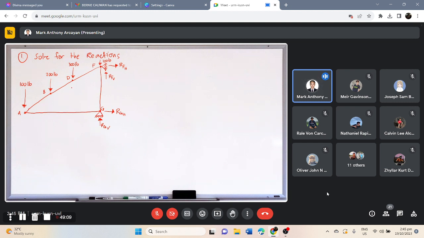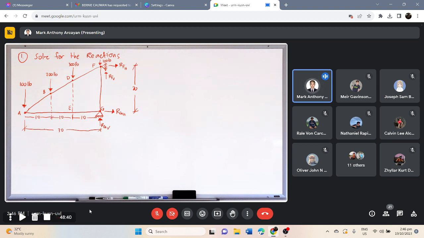Okay. Next, let's indicate our distances. This distance, the overall, is 30 feet. Then this is 10 feet. This one is 10 feet. Then the distance between the two supports is 20 feet. So let's solve the reactions now.